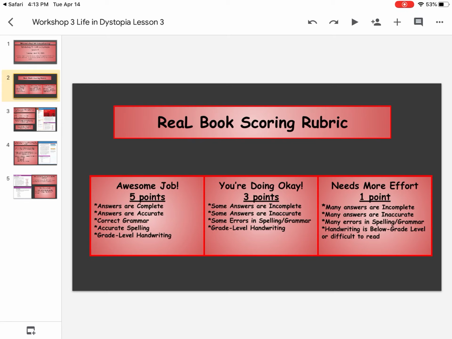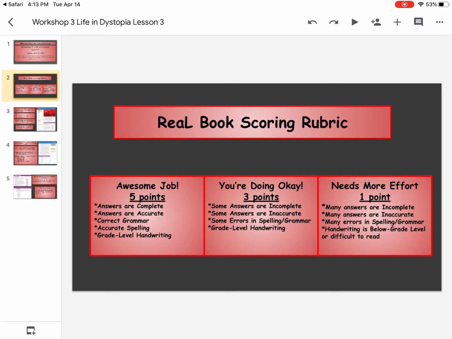And what I mean by accurate spelling is that if you're copying from the text, or from a chart, I want to make sure that you are copying it correctly. I'm not going to grade for just your everyday spelling, but if you're choosing and finding text evidence from the reading, I want you to be sure that you're copying it correctly. That's what I mean by accurate spelling.